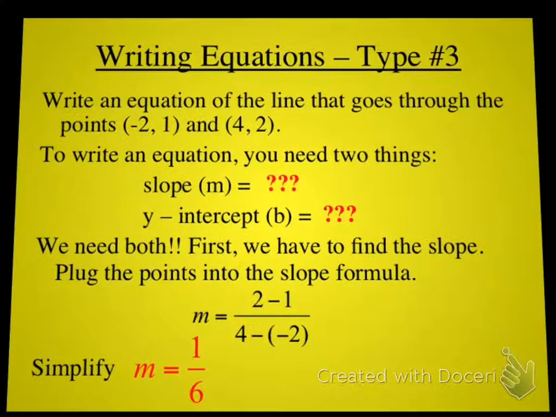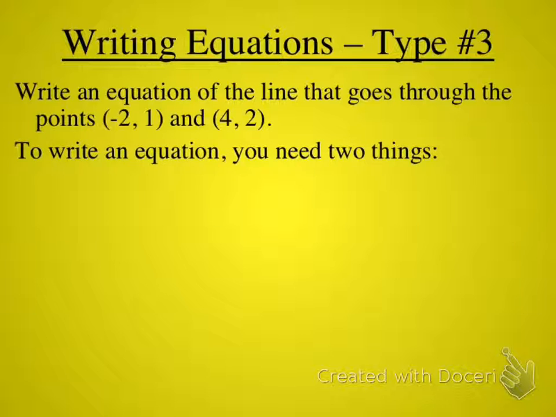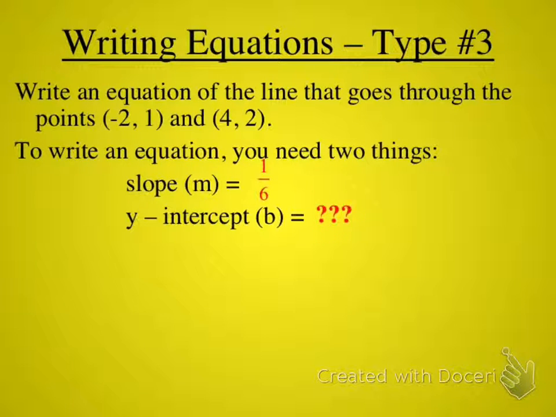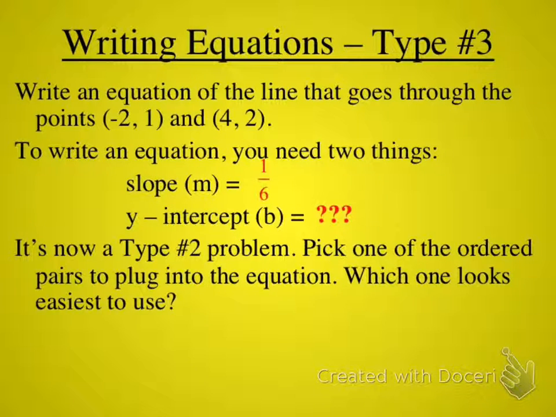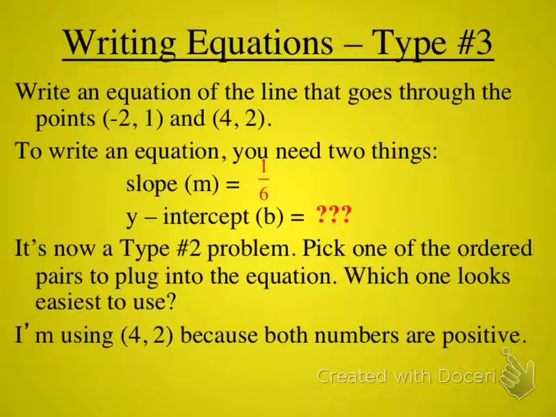Okay, so now we know the slope. We need two things. We know our slope. We need to calculate our y-intercept, and now we've kind of changed it into a type 2 problem. We can use one of the points, and it's up to you which one you think looks easiest to use. Again, one of the points might be the y-intercept, and then there's no need to go through this step. But if I use the 4, 2, because they're both positive, substitute in the 2 for y, and the 4 for x, and then solve.